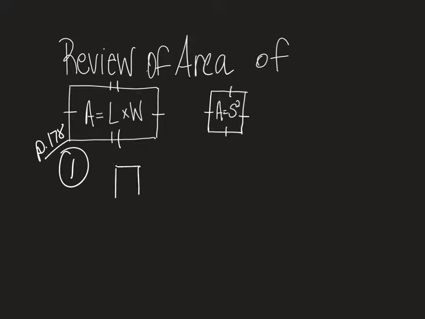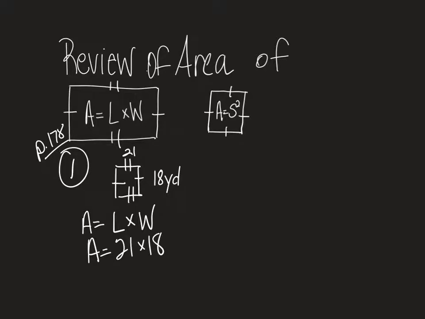You had a rectangle, and of course we know, actually this was not quite a square, and they indicate that by telling you that these two sides are equal and these two sides are equal. And this is 18 yards, and the top is 21 yards. So, to solve this, area equals length times width. Area equals 21 times 18. If you would do 18 times 21, you're definitely going to get the same answer. Area equals 378 square yards. Okay, that's number one.